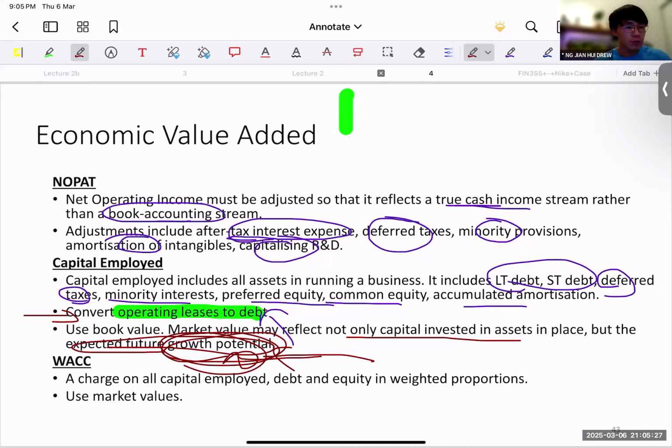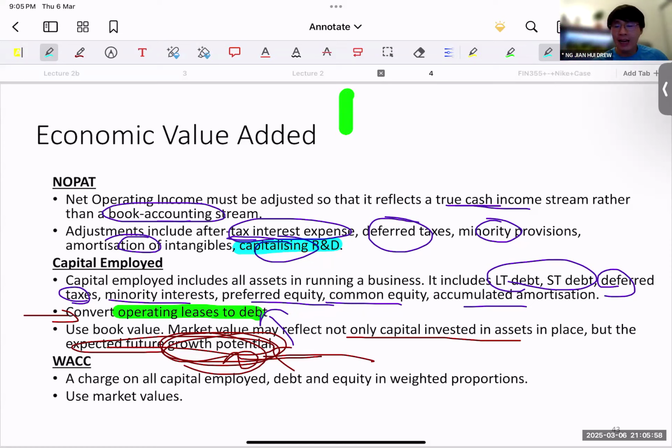One more thing, before we move on to the last part on WACC, I just want to highlight something to you. Normally, if you're talking about the adjustments of operating leases, normally we do not in a corporate. There is a very big distinction between how academia would suggest you do certain adjustments versus what is being done in the corporate. Let me try to explain.